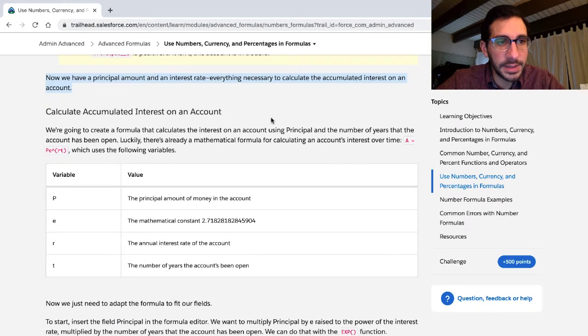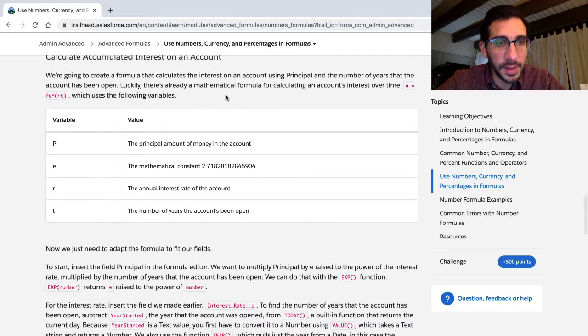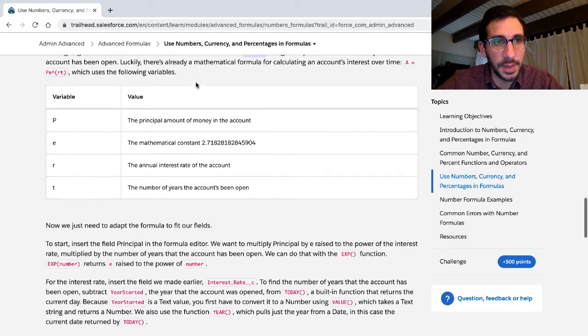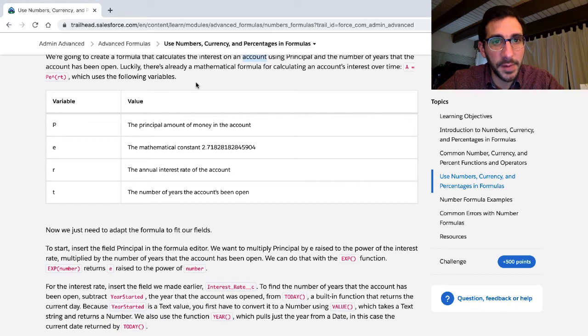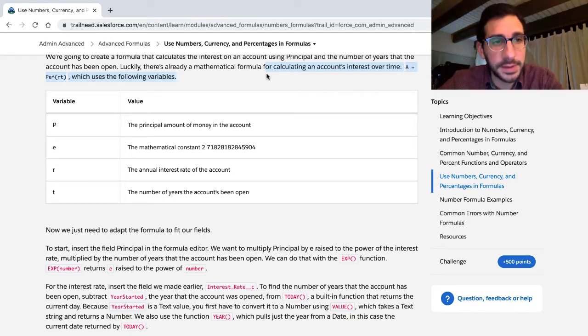Calculate accumulated interest on an account. Now we're going to create a formula that calculates interest on an account, so we're going to do it on the account object using principal and the number of years that the account has been open. Luckily, there's already a mathematical formula for calculating an account's interest over time. It's just A equals P e raised to the power of RT, which of course is very straightforward to all of you. And that's just these variables.